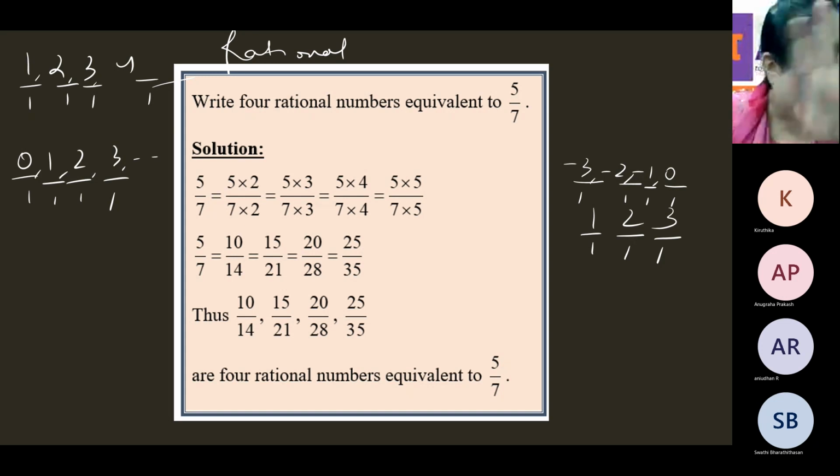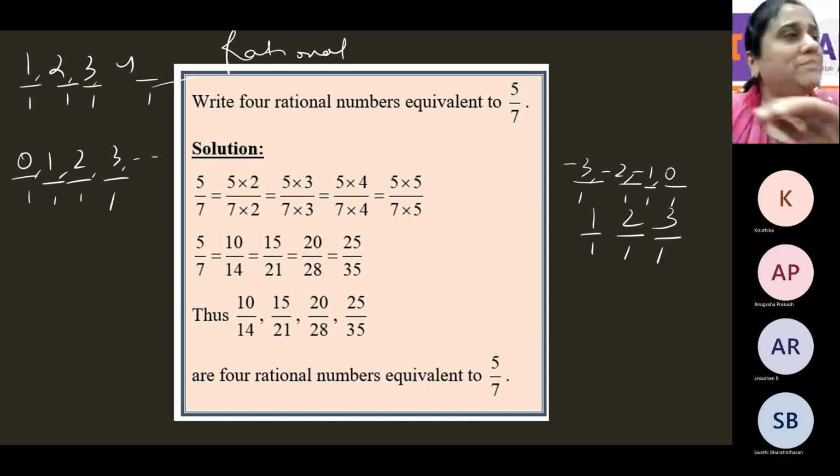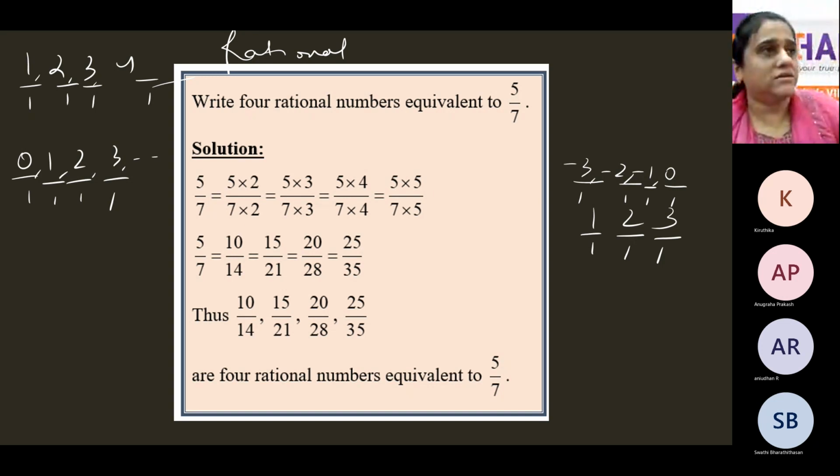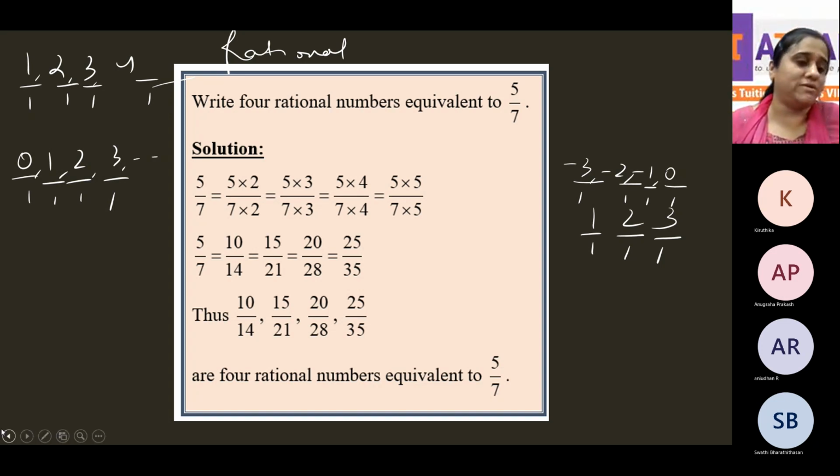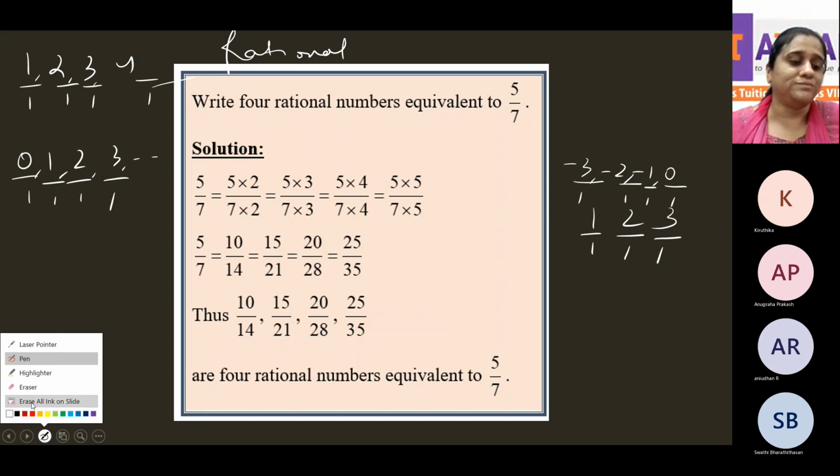Every whole number is a rational number. Every integer is a rational number. Correct? Because every number can be given the denominator 1. And so every natural number is a rational number. Every whole number is a rational number. Every integer is a rational number. Correct? Okay. But all rational numbers are not natural numbers. The other way is not true.